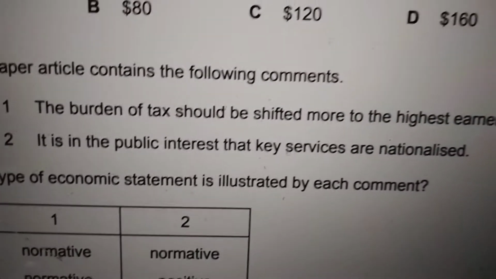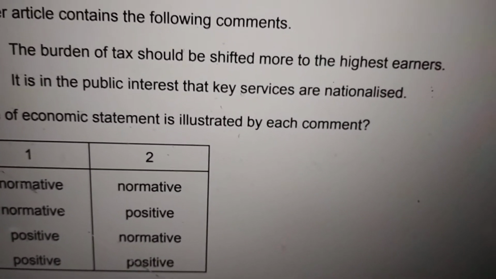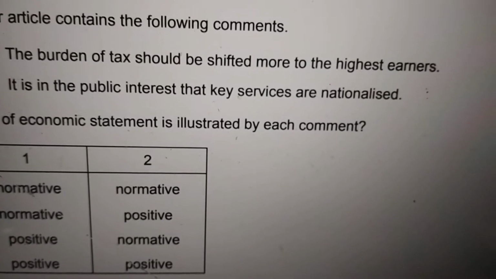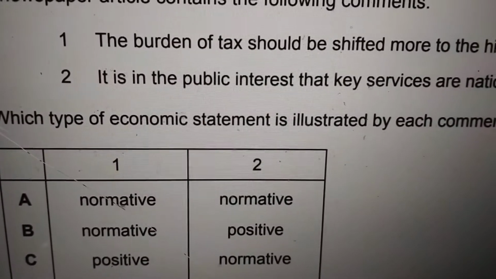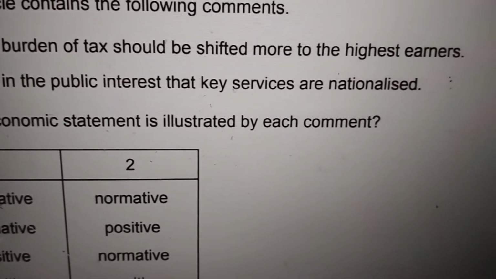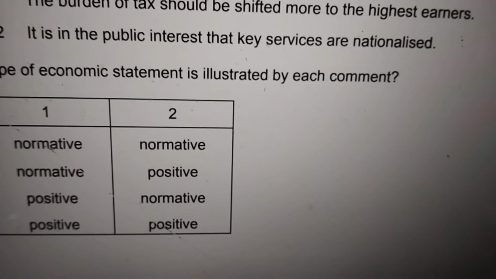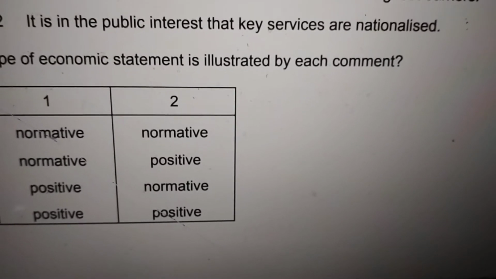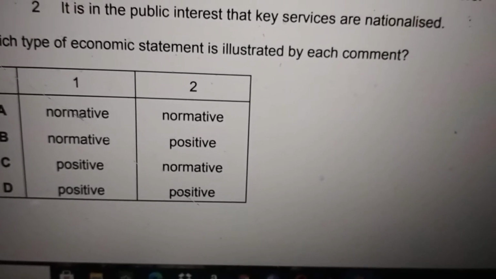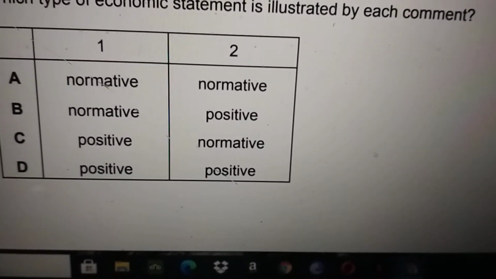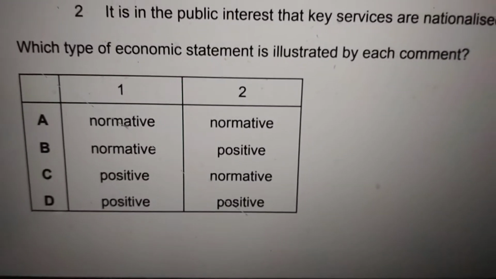A newspaper article contains the following comments. The burden of tax should be shifted more to the highest earners. Should be, ought to be, that is all normative economics. It is in the public interest that key services are nationalized. So it is also again a value judgment, someone's opinion. The question is which type of economic statement is illustrated by each comment. So obviously both of them are normative, so we pick A as our answer.